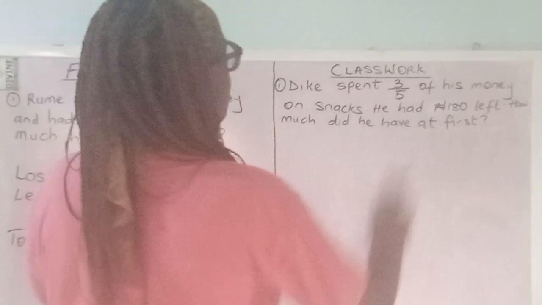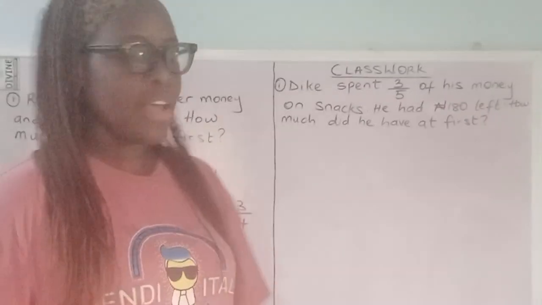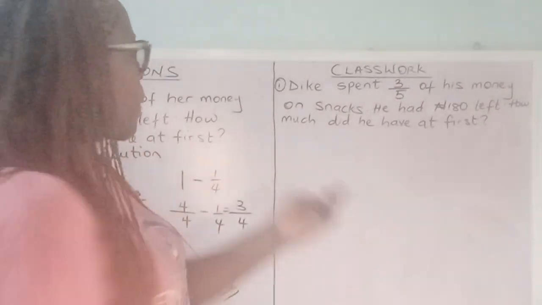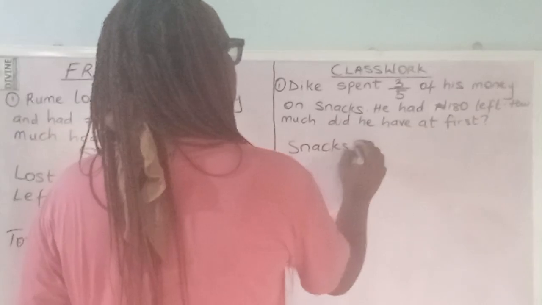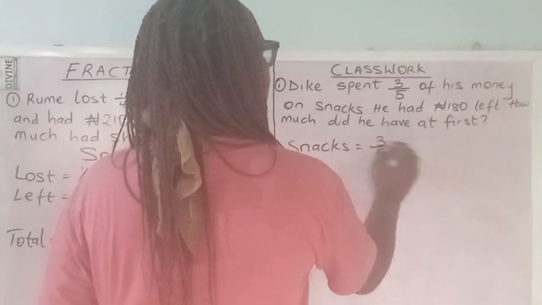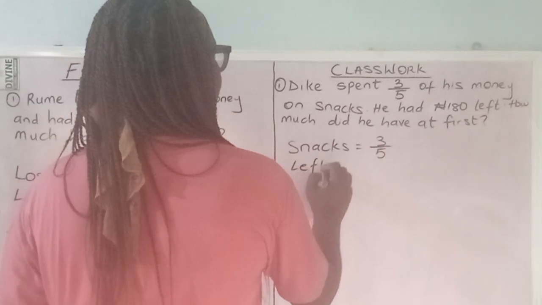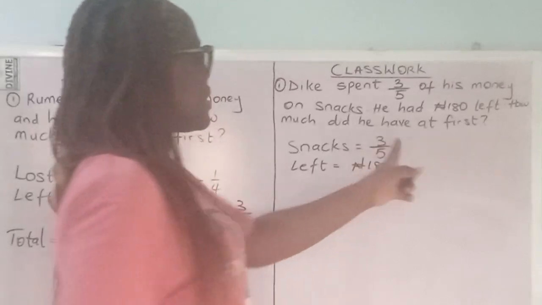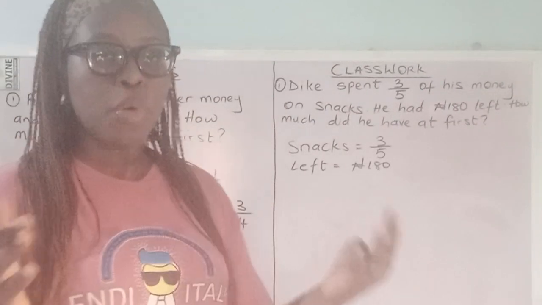Now, DK spent 3/5 of his money on snacks and he had 180 naira left. How much did he have at first? This is a similar question. We know that he spent 3/5 of his money on snacks and what he had left is 180. This is a fraction, this is an amount. We need to have a fraction of both so that we can solve for this.